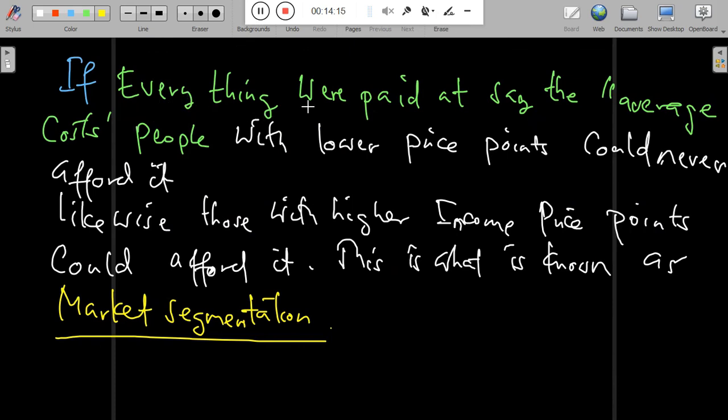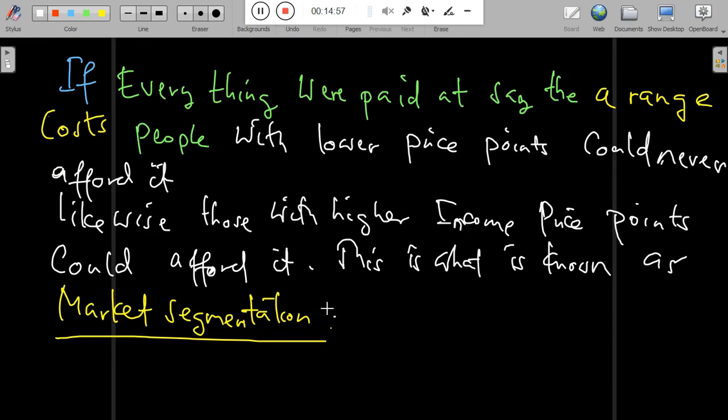If everyone paid the average price, people with lower price points could never afford it. Likewise, those with higher income price points could afford it. So this is what is known as market segmentation. Market segmentation refers to aggregating prospective buyers into groups or segments with common needs and who respond similarly to market actions.